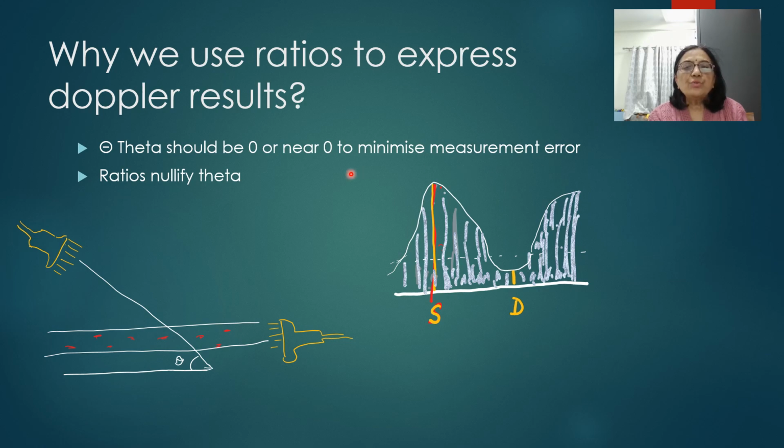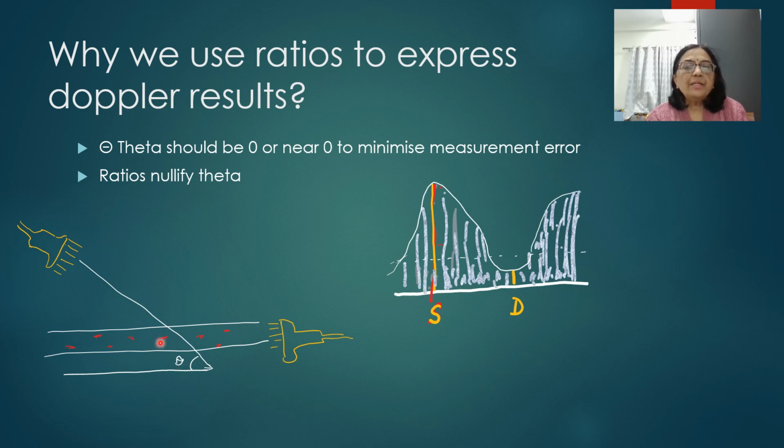Now, why do we use ratios to express Doppler results? We always use either an SD ratio, pulsatility index, or resistance index. So why is there always a ratio which helps us to assess the Doppler velocimetry? It is because of what we can see here: this is the transducer and this is the vessel. Now these sound waves make an angle with the direction of the flow. In this direction the flow is going, and this is an angle. This angle is also called the insonating angle or theta.